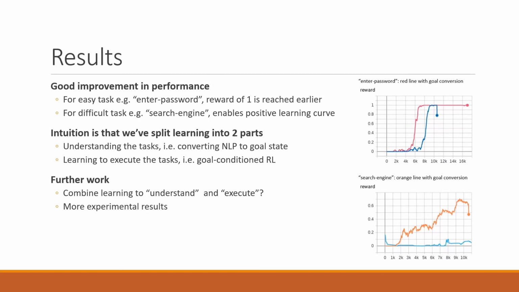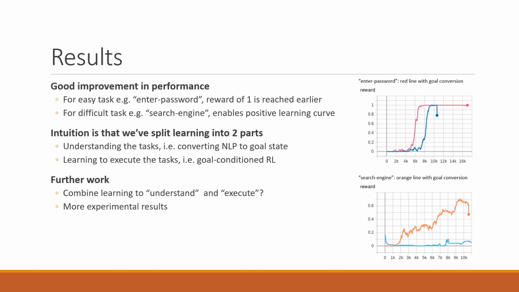The results are promising as we saw nice performance improvements from learning this goal state function first. On the simpler tasks, our model used fewer iterations to get to a reward of 1, as we can see in the plot on the top for the entering password task. On the more complex tasks, which require multiple steps, for example, the search engine task shown on the bottom plot, our model shows a positive learning curve versus the other model, which isn't learning at all.